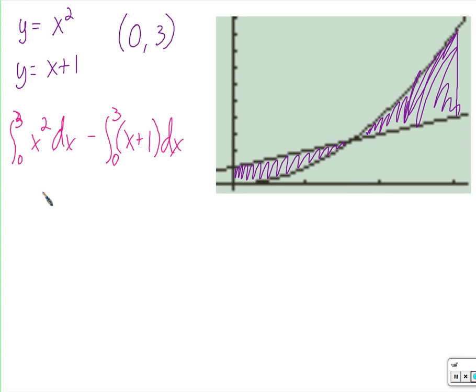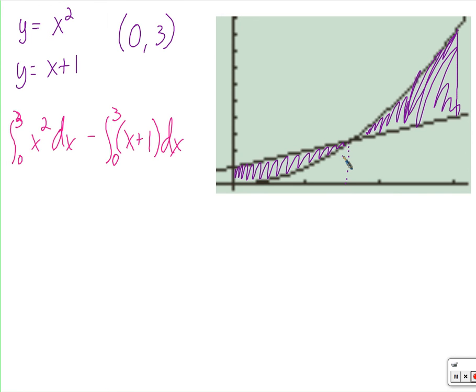Well, between here and here, if I take this area, that's the area underneath x squared between 0 and something. And if I take this area and I subtract this area, which is the area underneath the line, what am I going to get? Negative area. Is the area between those two a negative area? No. We want to get a positive area.